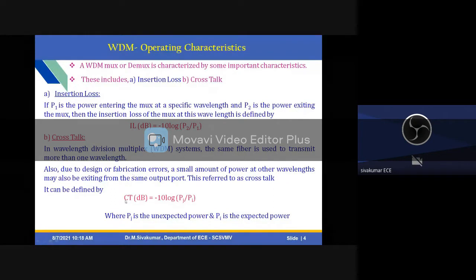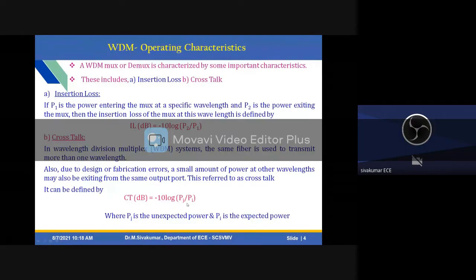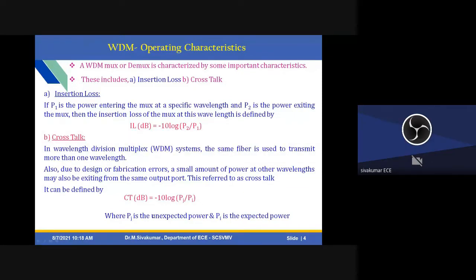The crosstalk is calculated by using a formula, defined as CT, which is crosstalk in terms of dB. Here it is 10 log, here there is some mistake, there is no negative sign here. 10 log of PJ by PI, where PJ is the unexpected power and PI is the expected power.